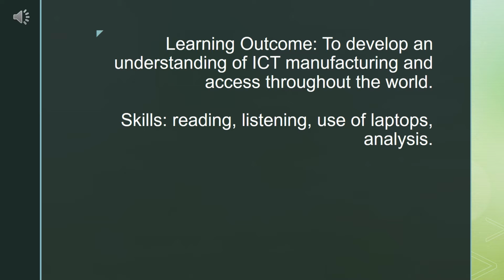Our learning outcomes today are to develop an understanding of ICT manufacturing and access throughout the world. And the skills that you'll be using will be reading, listening, using your laptops, and completing some analysis of information. Now let's begin.